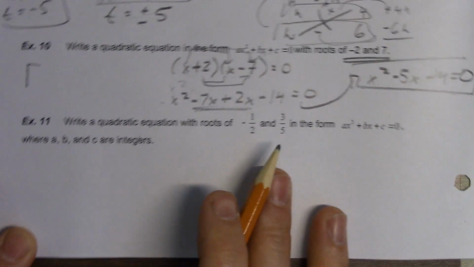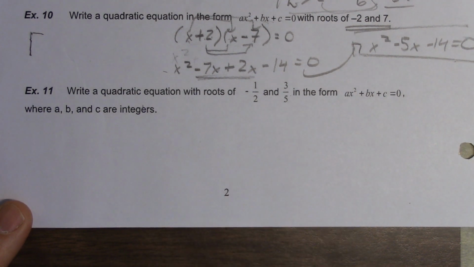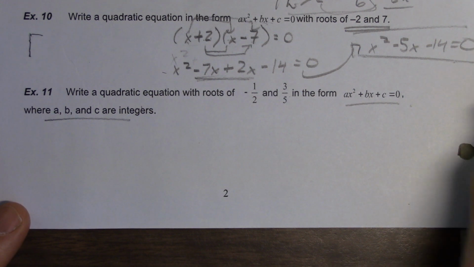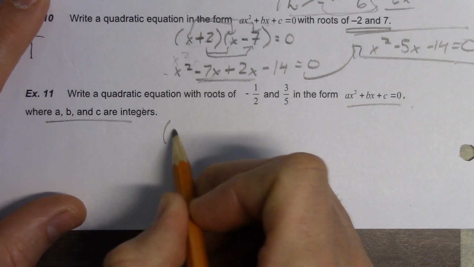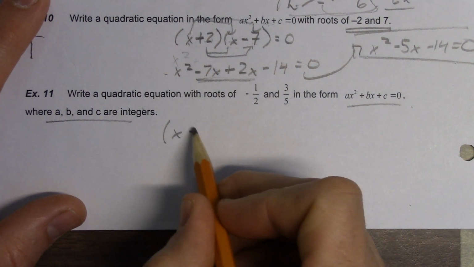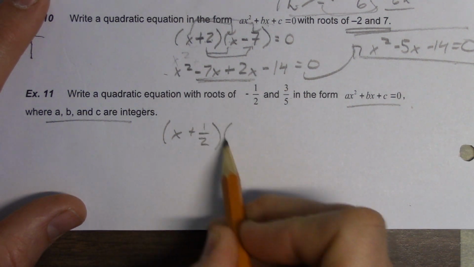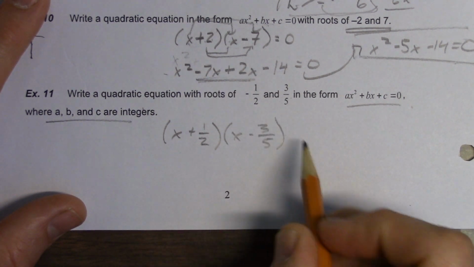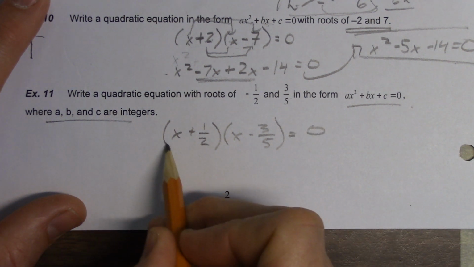All right, number 11. Write a quadratic equation with the roots negative 1/2 and 3/5 in standard form, where a, b, and c are integers. Okay, Jeds, you're going to try this one. Okay, so I'm just gonna make it in factored form first. Yep, so I'm gonna do x plus a half, bracket x minus 3/5. And then next I'm just gonna put equals 0.